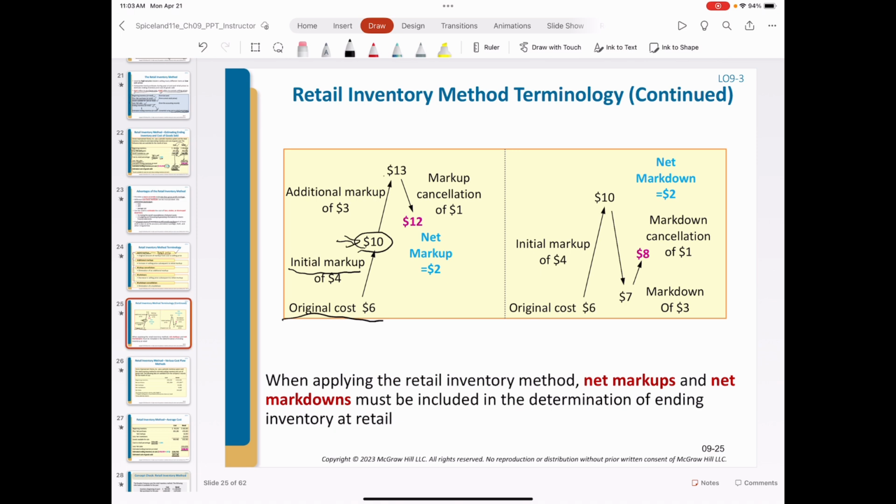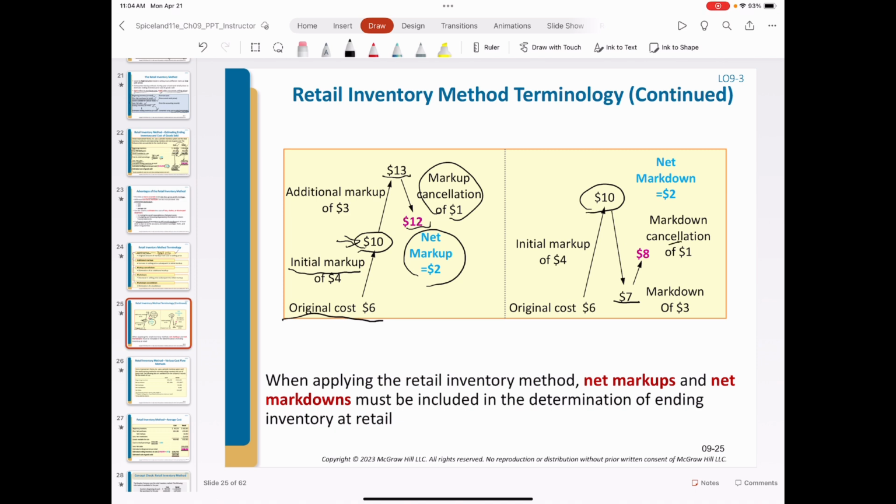A $3 increase, that's markup. But from $13 to $12, that's $1. This is markup cancellation. It is not markdown. The net markup is $3 additional markup minus $1 markup cancellation. For markdown, the retail value, the market suggested price, was $10. After a $3 markdown, the price reduced to $7. And a $1 increase is not markup, it is markdown cancellation. So the net markdown is 3 minus 1, $2.